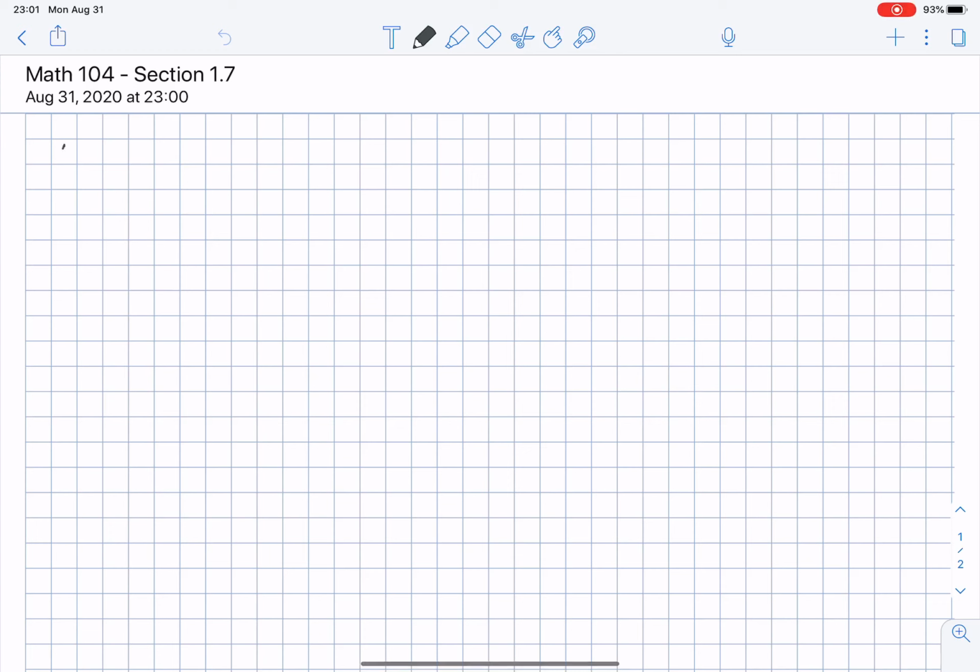Okay, so welcome to section 1.7, which is inverse functions.